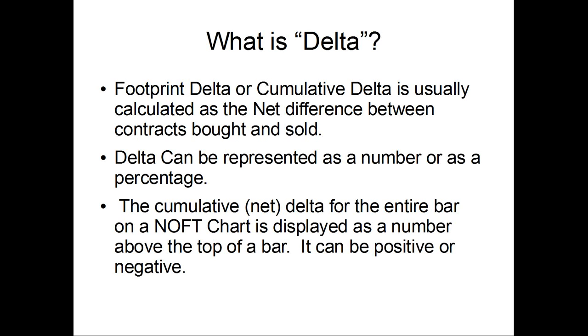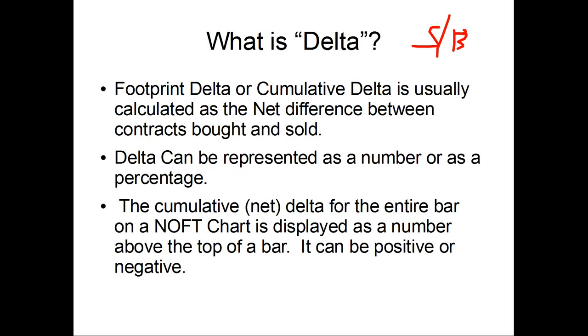What's delta? I'm assuming most of you are familiar with delta. Am I right? Footprint delta or cumulative delta is usually calculated as the net difference between the contracts bought and sold. Within the footprint, as we mentioned earlier, contracts bought are on the right and contracts sold on the left, and it's calculating the difference between them. It can be represented as a number or as a percentage.